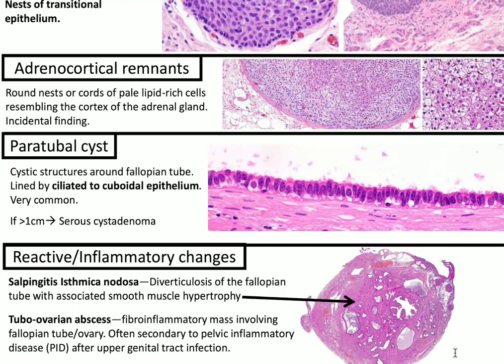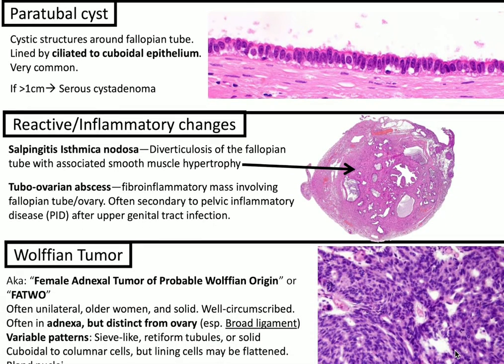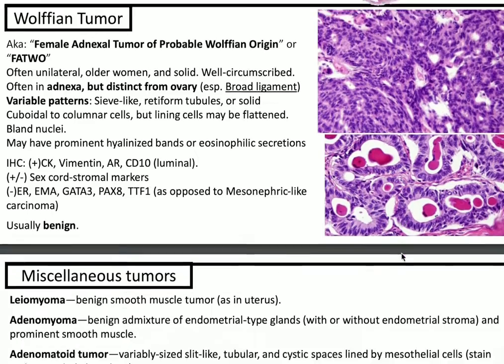If greater than 1 centimeter, it's serous cystadenoma. Reactive inflammatory changes include salpingitis isthmica nodosa and tubo-ovarian abscess. Wolffian tumor, or FATWO, often in adnexa but distinct from ovary, especially broad ligament, with variable patterns. It's positive for cytokeratins, vimentin, androgen receptors, CD10 luminal, plus or minus sex cord stromal markers, and negative for ER, EMA, GATA3, PAX8, and TTF1, in contrast to mesonephric-like carcinoma.